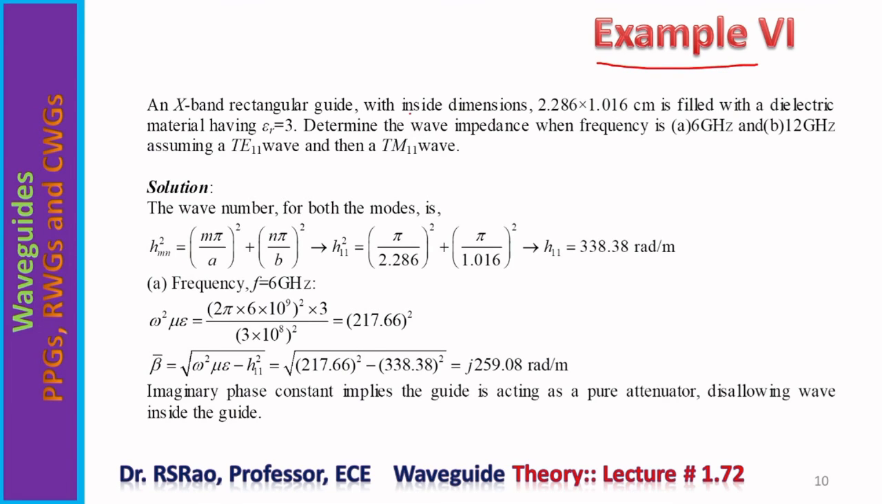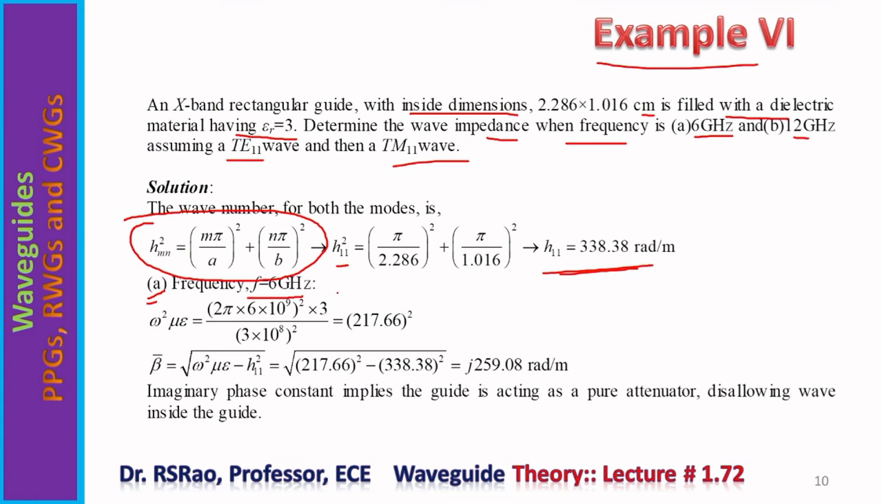An X-band rectangular waveguide with inside dimensions 2.286 by 1.016 cm is filled with a dielectric material having epsilon r equal to 3. Determine wave impedance when frequency is 6 GHz and 12 GHz, assuming a TE11 wave and then a TM11 wave. Wave number is given by this formula. In case of 11, whether it is TE or TM, h11 square equals (pi by 2.286) whole square plus (pi by 1.016) whole square. It comes out h11 equal to 338.38 radians per meter.